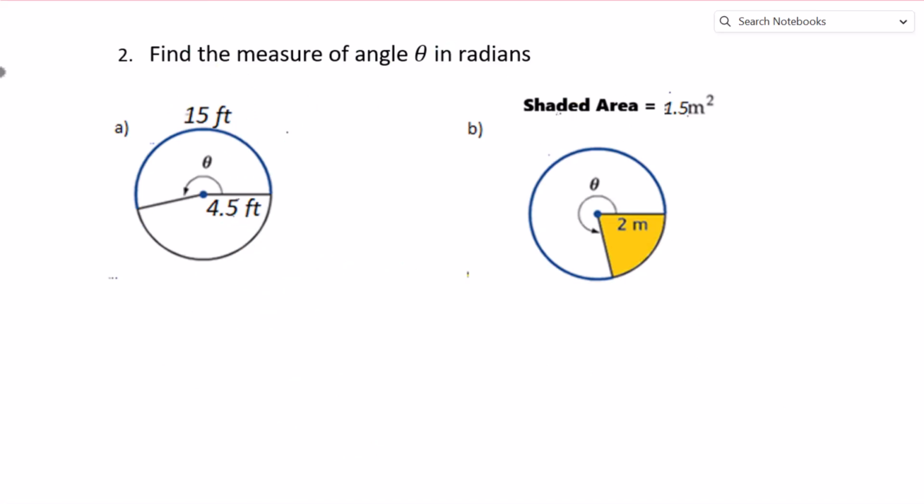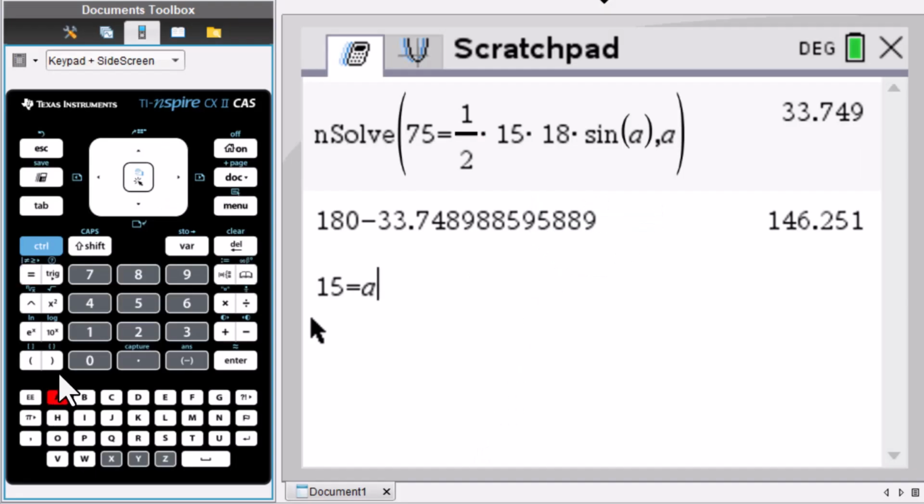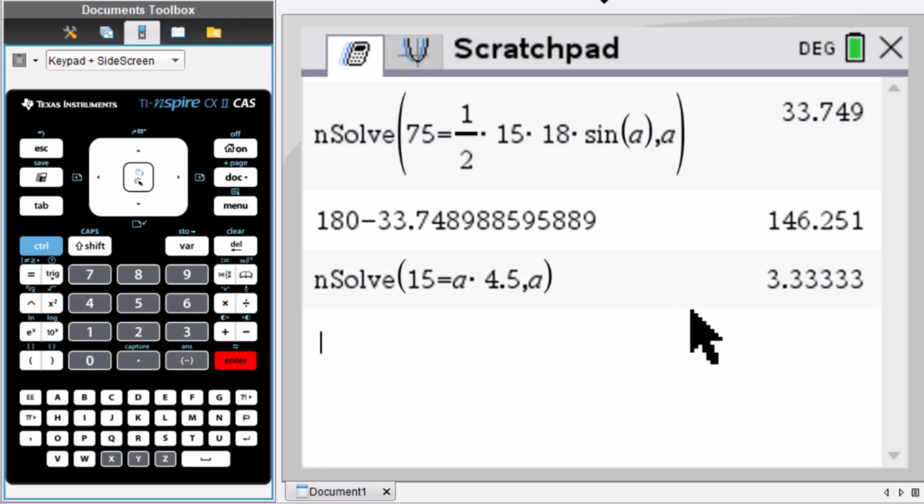Let's go to question 2. Find the measure of angle theta in radians. A. We are given this arc length. Using this formula, we got 15 equals theta times 4.5. Let's go to equation solver. Variable, let's use A times 4.5. Control menu, enter, enter, enter. A equals 3.33 as 3 sig figs.